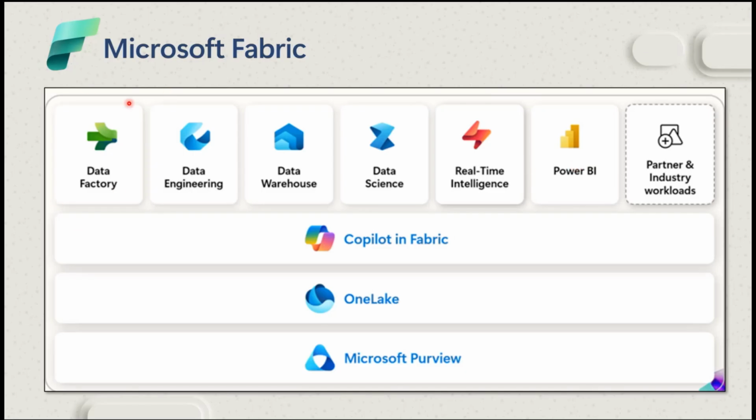So in Fabric, you have a Data Factory that allows you to connect to multiple sources, whether it comes from AWS. So this is a cloud agnostic application. You can get data from Google Cloud, from AWS, from SAP, or whatever application that you have. So that's what Data Factory does.